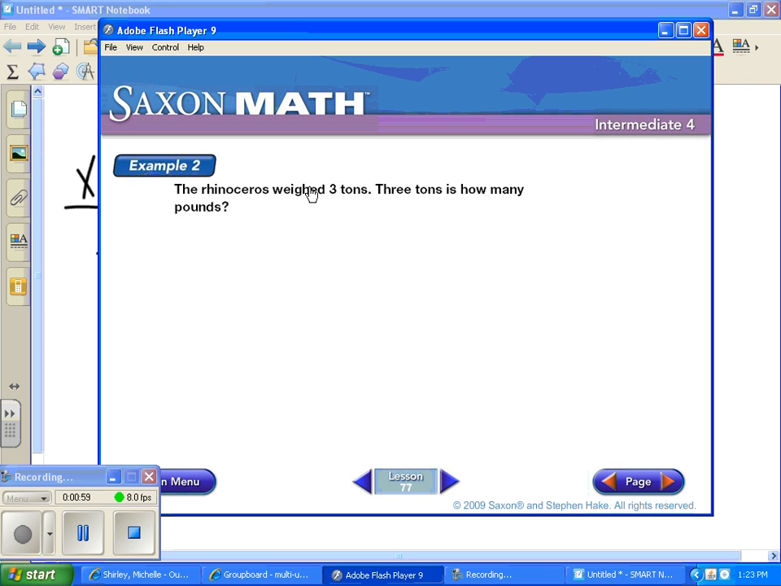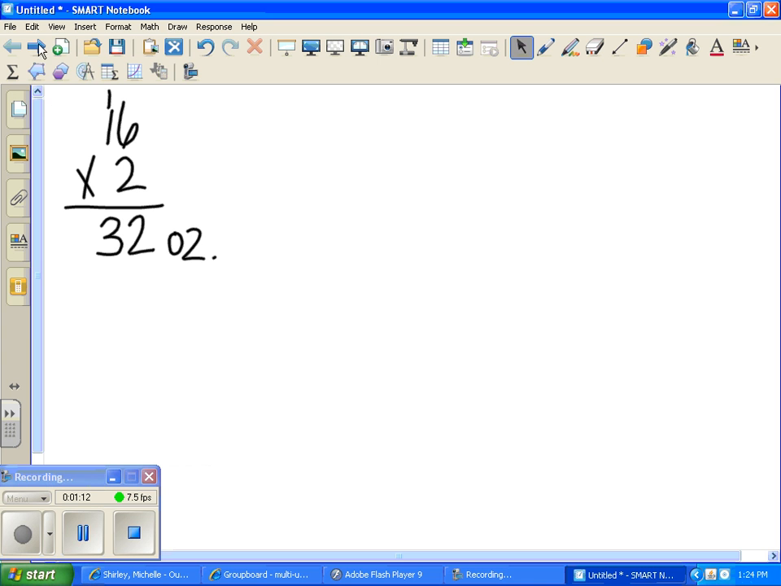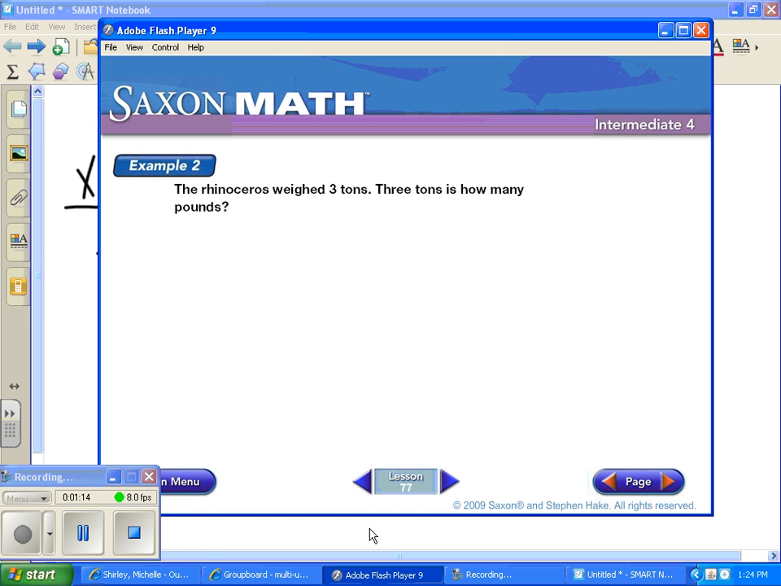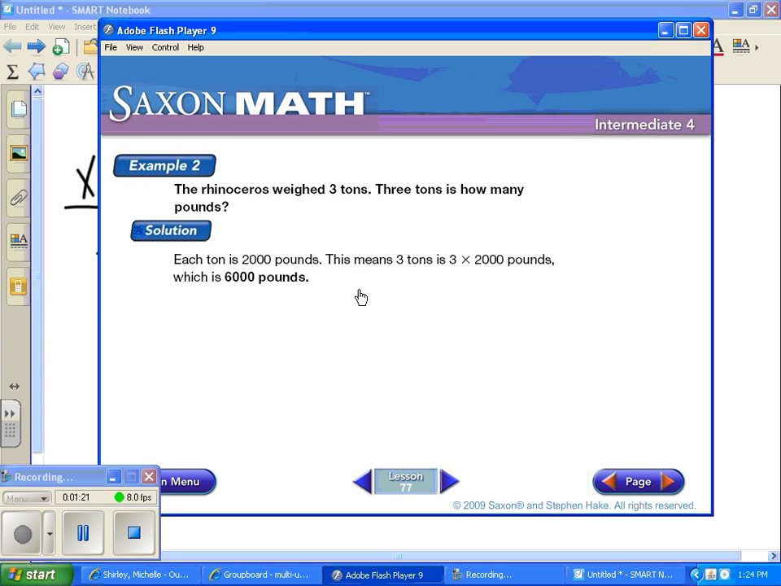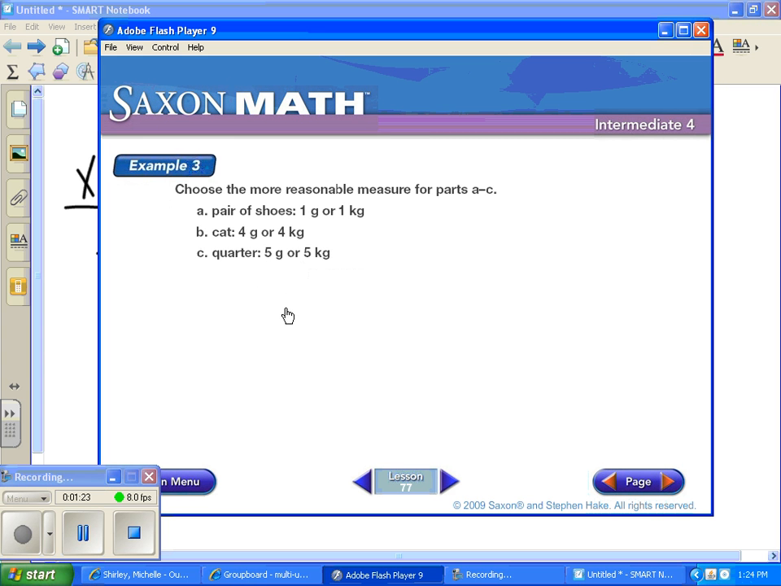Okay, now on to something bigger than ounces. Tons. The rhinoceros weighed 3 tons. 3 tons is how many pounds? I'm going to tell you there are 2,000 pounds in 1 ton. So 3 times 2,000 is 6,000 pounds. That's heavy.